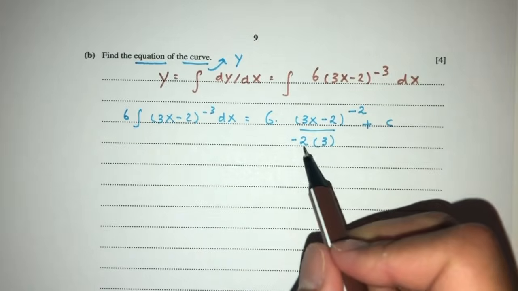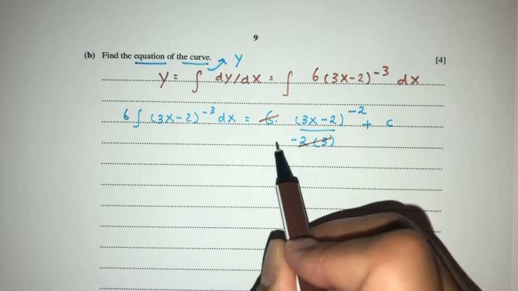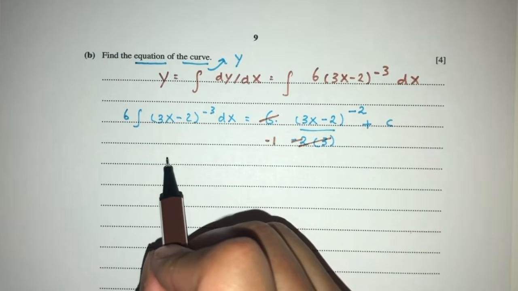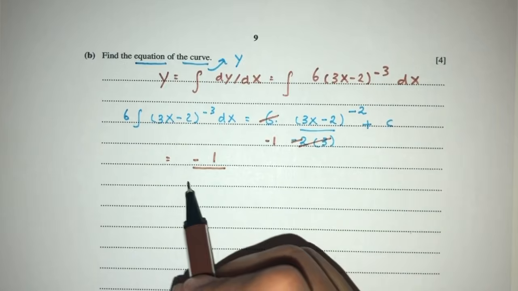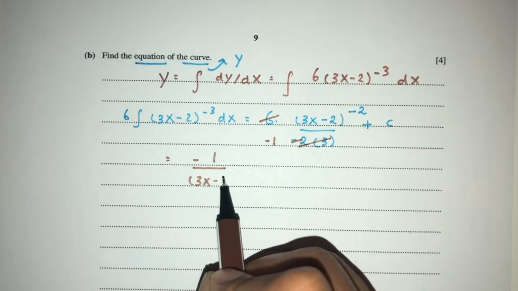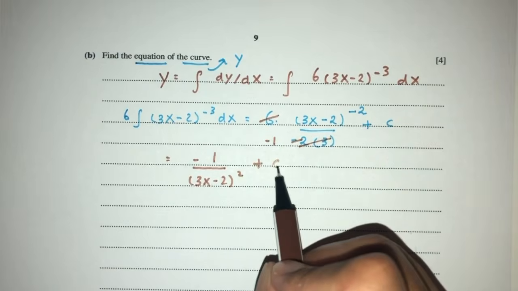Now simplify. This will be minus 6 over 3 times minus 2, so minus 1 remains, right? So you will have minus 1 over (3x minus 2) squared. If you bring this down it becomes positive 2. Then of course plus c. Here it is y.